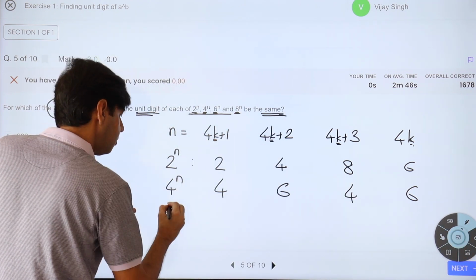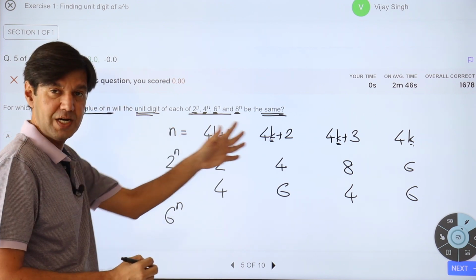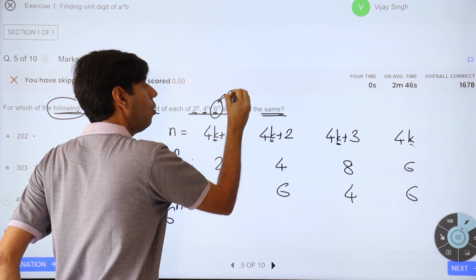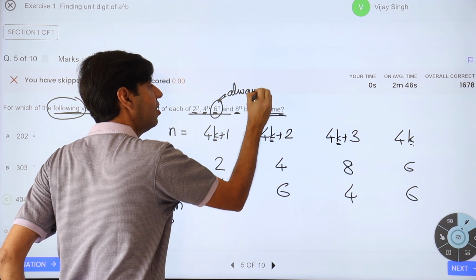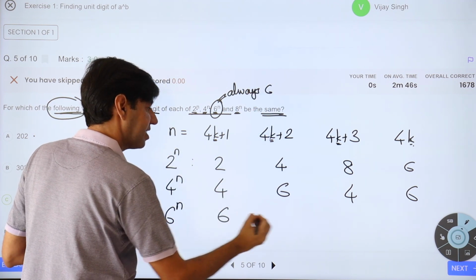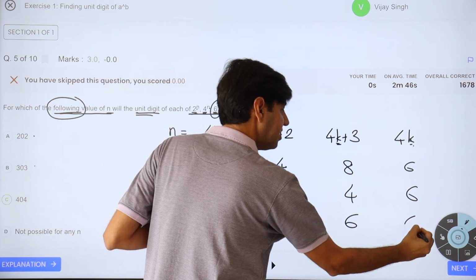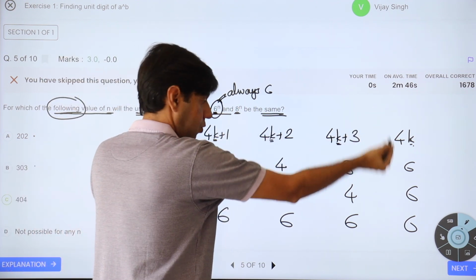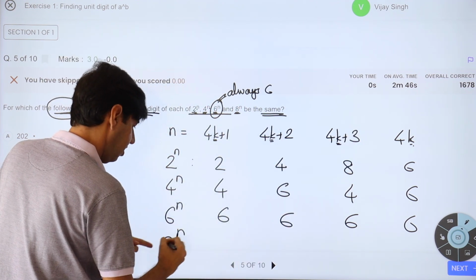But let's do this also. And this is where I said this is an overkill. Why? Your attention should have gone to this. This will always end with a 6. And if it ends with a 6, the others also have to end with a 6. Anyways, there's only one cycle left.